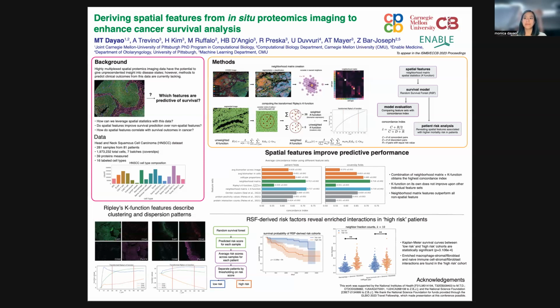This work is actually being continued by our experimental collaborators to confirm these findings and to learn more about this disease.